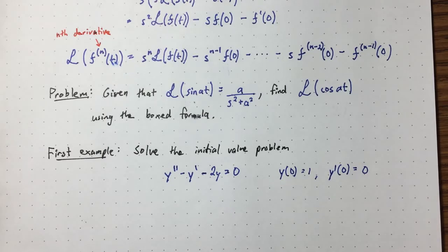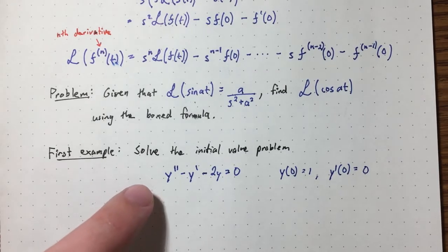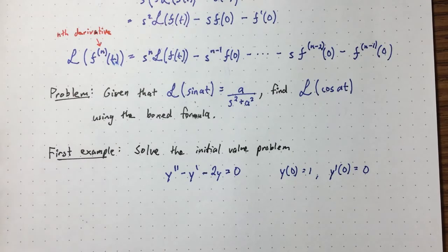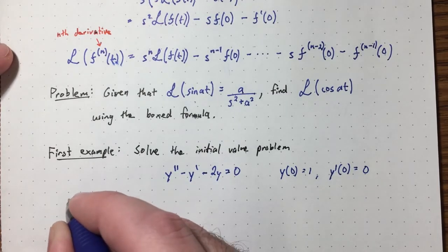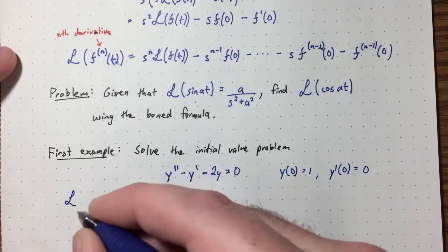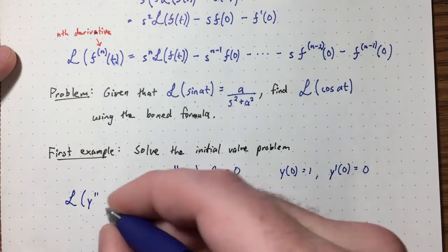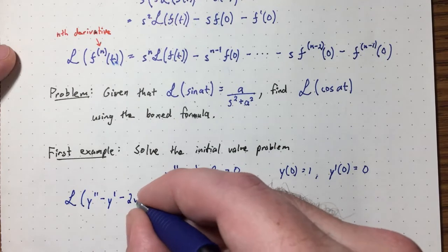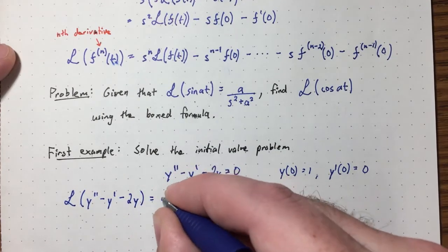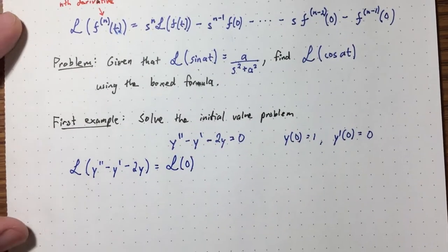But we're actually going to do something completely different. So the idea is actually we're going to take the Laplace transform of this differential equation. I'm going to take the Laplace transform of both sides, of course. I can't do something to one side and not to the other side. So I have L of 0 here.